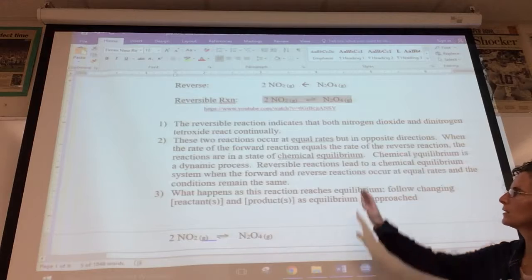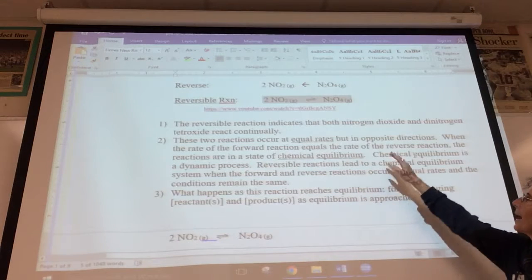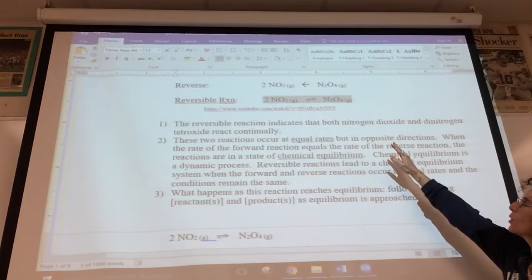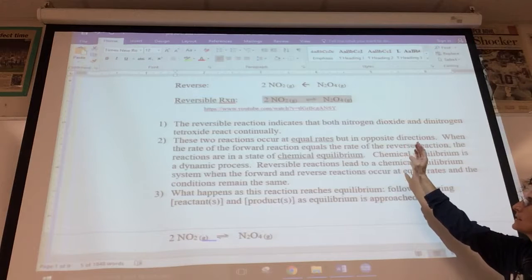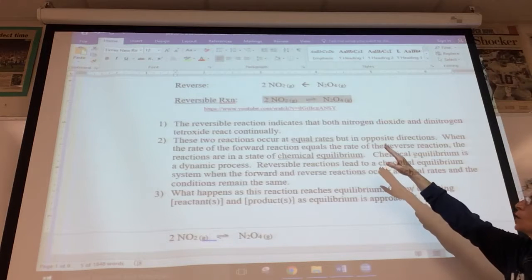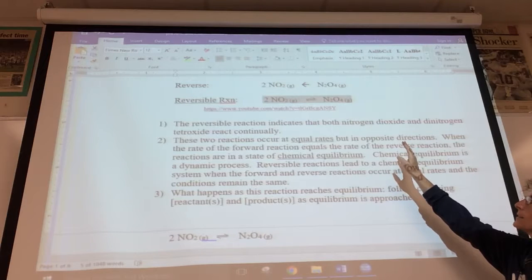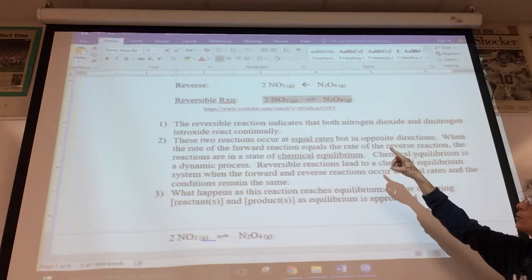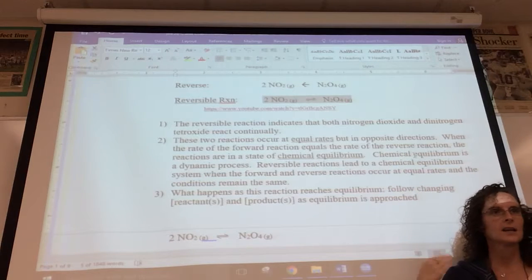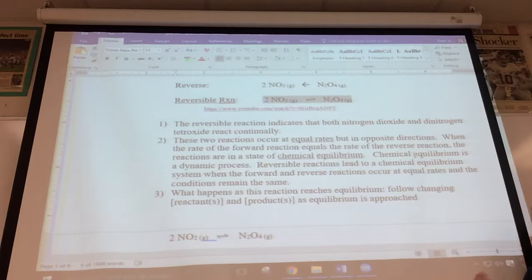First thing up is that you again have a reversible reaction, which means both of these substances continue to react. So nitrogen dioxide reacts to form dinitrogen tetroxide. Dinitrogen tetroxide will break apart to reform nitrogen dioxide. It goes back and forth and back and forth and back and forth continuously.